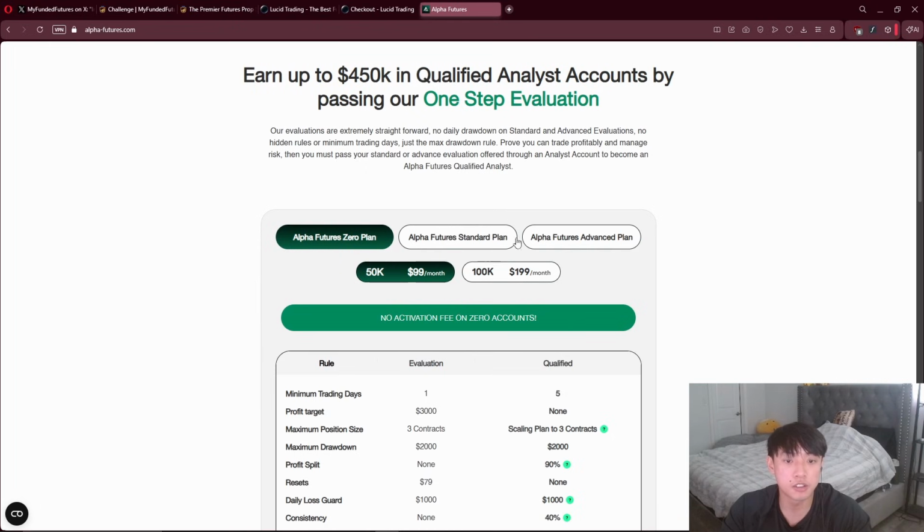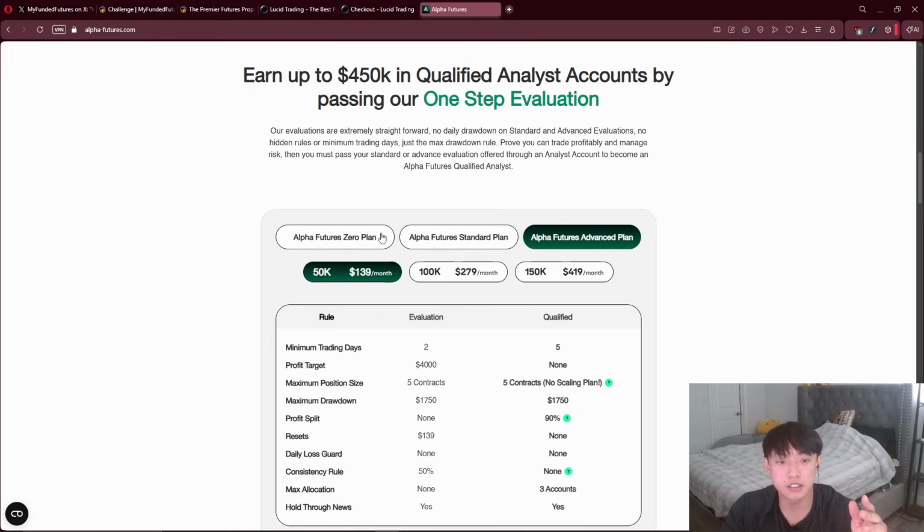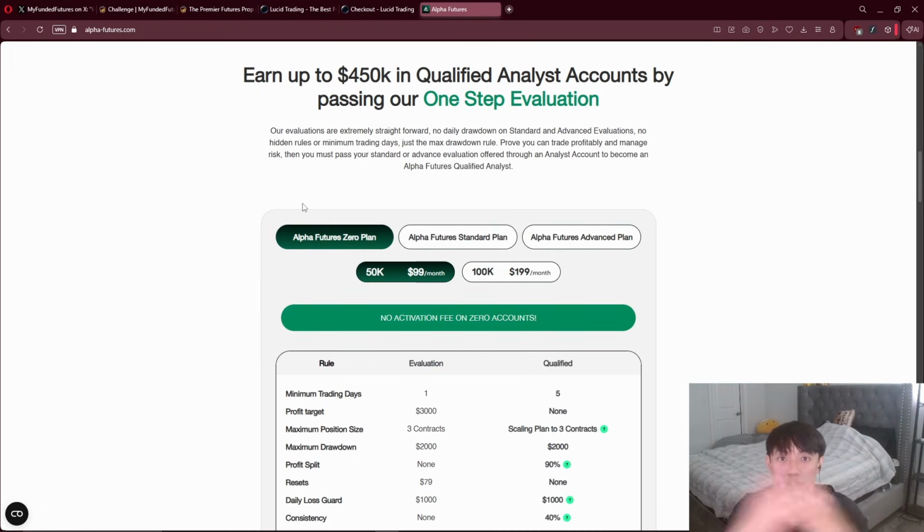And with Alpha Futures, I would say stay away from the standard and the advanced accounts, but stick with the zeros because there is no activation fee. Both these accounts have activation fees right here. For $99, this is base price.